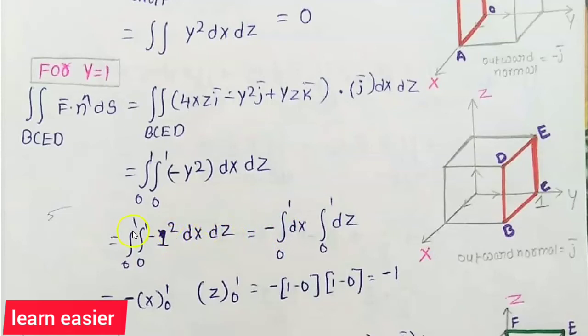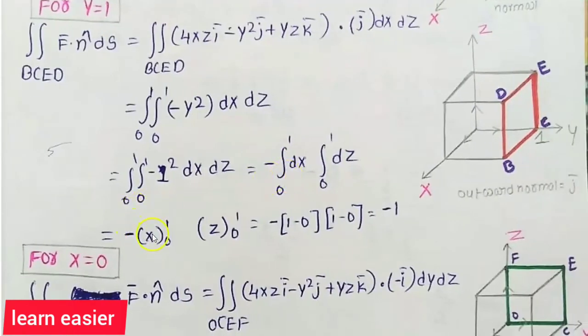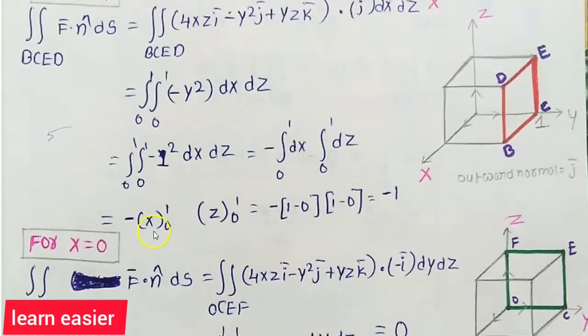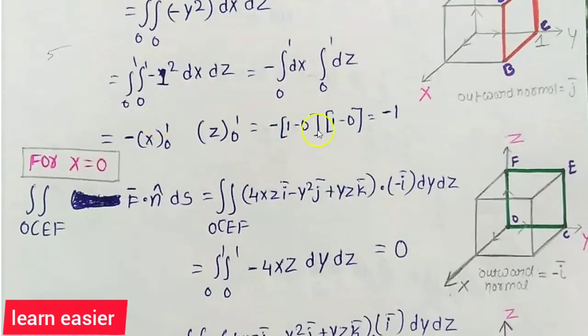Let's apply the integration. So minus 1 square is minus 1, and the limits of x is 0 to 1 and the limits of z is 0 to 1. So here we have integral 0 to 1 dx, and here also integral 0 to 1 dz. Integral dx is x from 0 to 1 and integral dz is z from 0 to 1. You have to substitute the limits, that is 1 minus 0. So 1 minus 0 is 1 and 1 minus 0 is 1. 1 into 1 is 1 and minus of 1 is minus 1. So for y equal to 1 plane we have the surface integral minus 1.